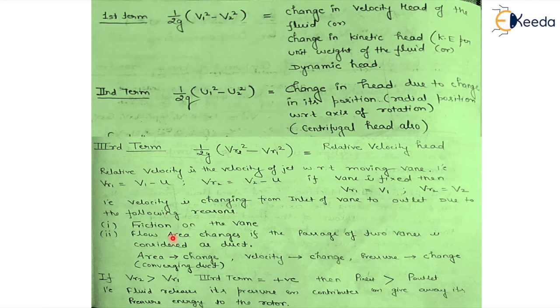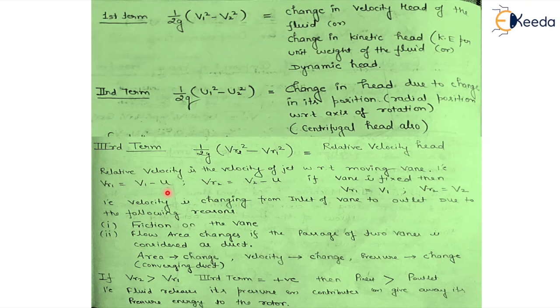You know very well what the relative velocity is. Relative velocity is V1 minus U1, that is Vr1, and Vr2 is equal to V2 minus U. If the vane is fixed, that means the vane is not moving, then what will happen? Vr1 will be equal to V1 and Vr2 will be equal to V2. You see here that Vr1 is now dependent on V1 and Vr2 is dependent on V2.